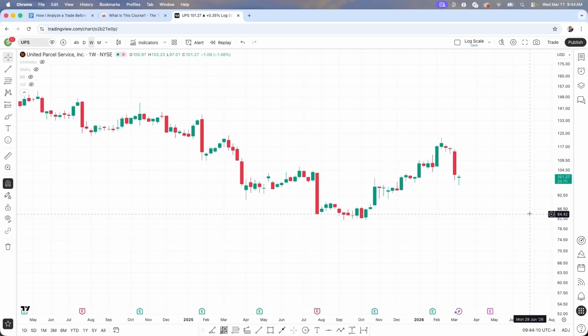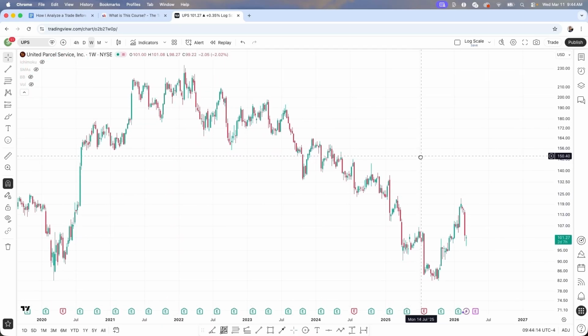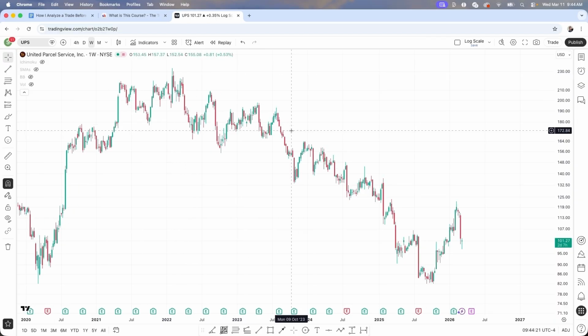And if we zoom out, we can see that if we go all the way back on this chart, back to 2022, 2021, this is bearish market structure. This high is lower than this one. This high is lower than this one. So we're making lower highs, and all these lows are lower as well.